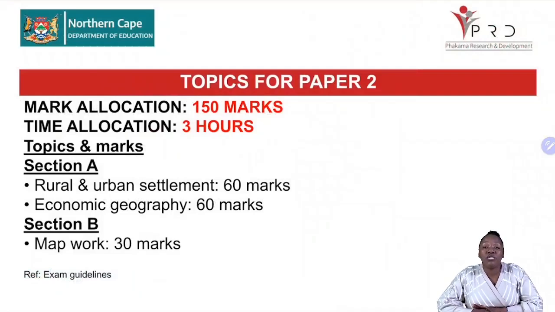Then you move to your section B. Your section B is your question 3, which is the map work. Your map work is allocated with 30 marks. So altogether, they make that 150 marks.